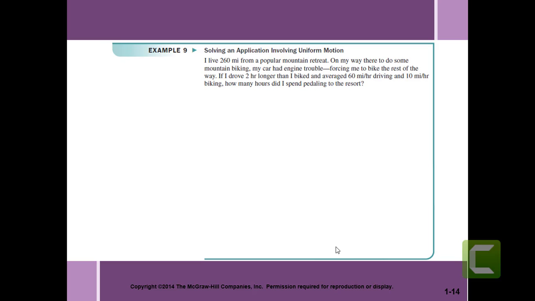Now it says that I drove for 2 hours longer than I biked. So the amount of time that I biked, which I don't know, is t, let's say. Then the amount of time I drove is going to be 2 times that, right? Or excuse me, I'm sorry, it's not going to be 2 times that. It's going to be 2 plus that. It's going to be that plus 2 because it says I drove 2 hours longer than I biked. So if it took me 3 hours to get the rest of the way there, then I drove 5 hours.